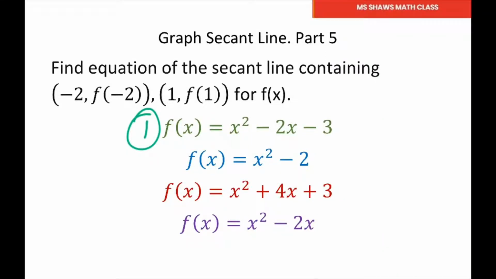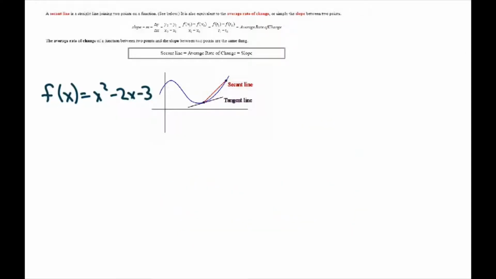Hi everyone, we're going to graph the secant line and find the equation of the secant line containing our x's from -2 to 1. We're going to have to find our y's, and this is the problem we are doing, and I've already done these three if you need to see those. So basically, let's get started.